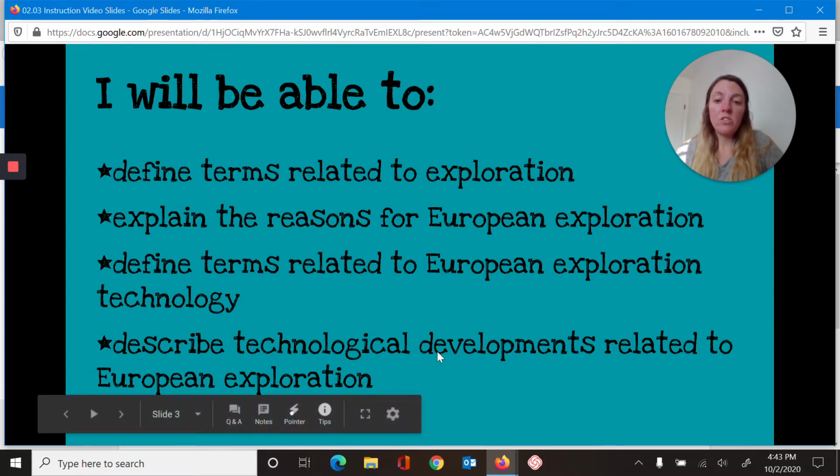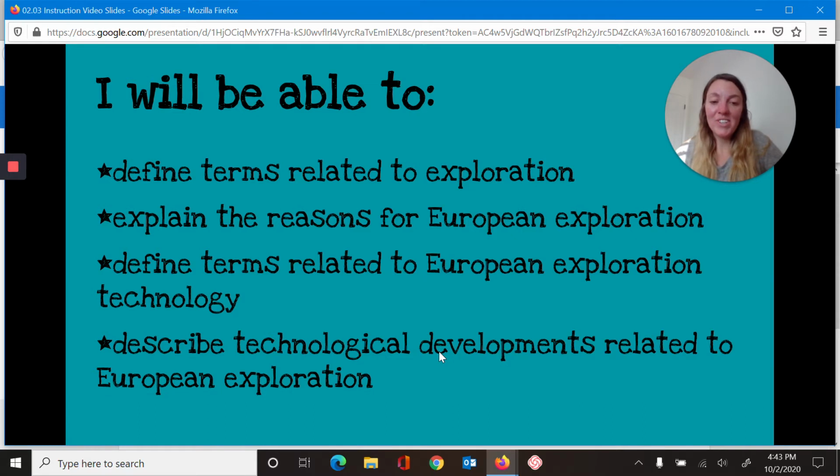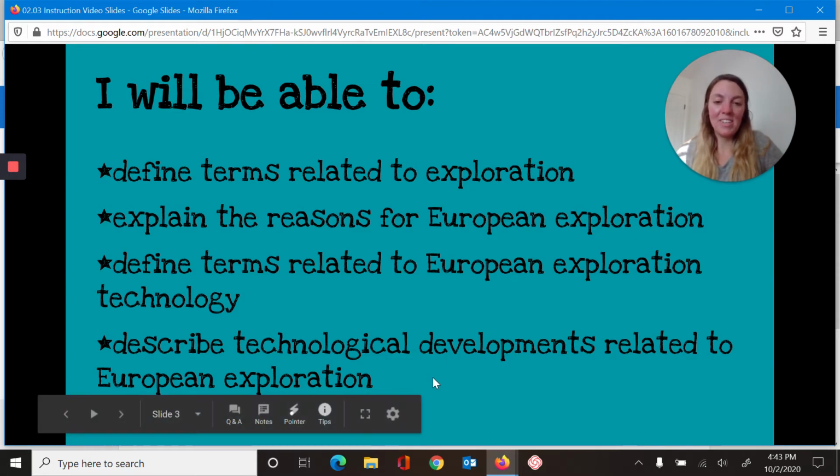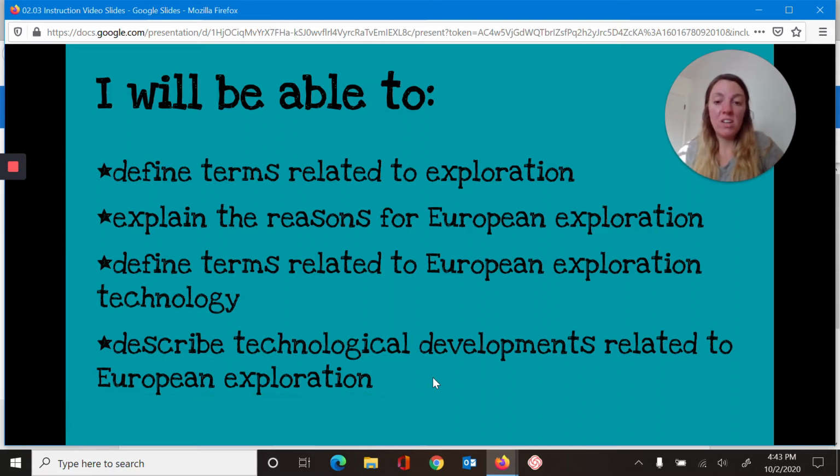And the last one says, describe technological developments related to European exploration. They started out with ships that were okay, but as they learned and grew, they got better at building ships, and they also got better at different navigational resources that they could use.